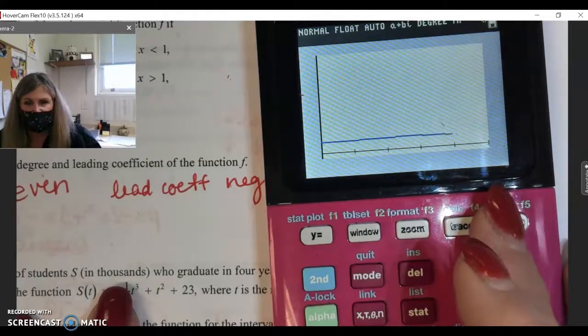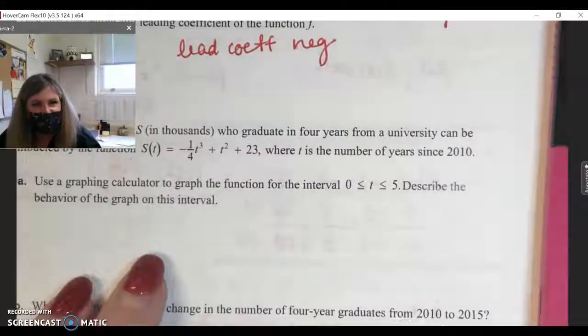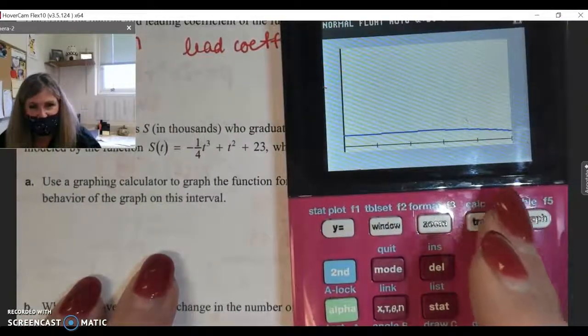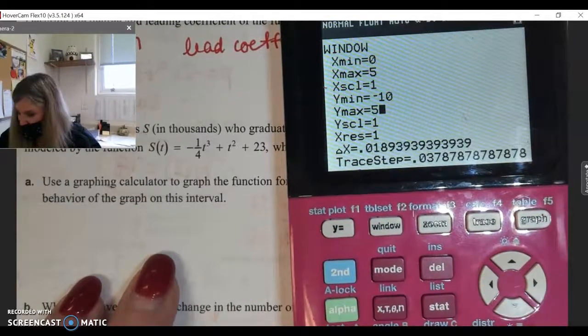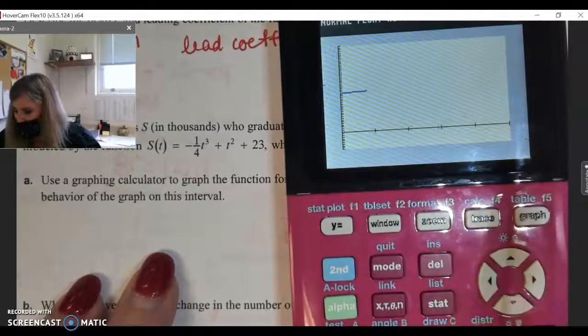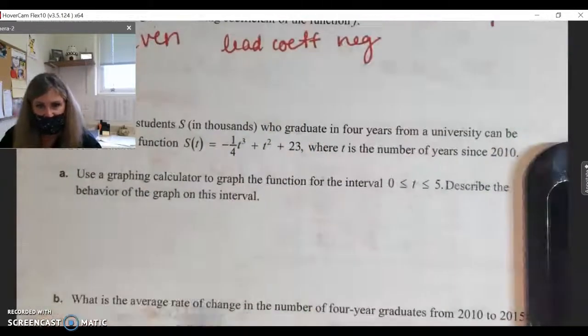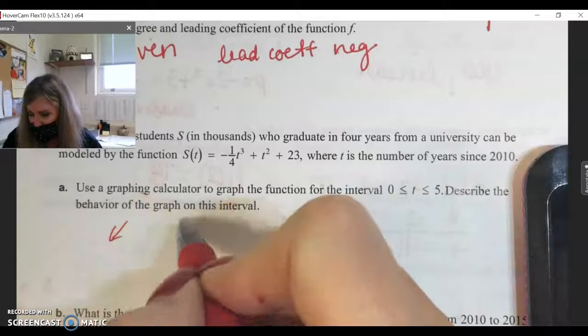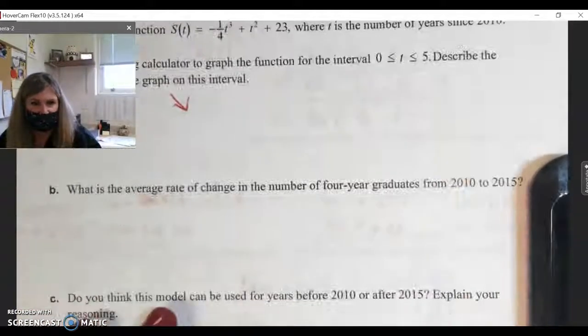All right, here's the way the function looks. Not that exciting, really. Okay, describe the behavior on the graph of this on this interval. I'm going to make this a little lower so we can see it better. Okay, so it's just barely going up, and then it starts going down. So it's kind of like this behavior. All right, that's all we have to put for the behavior.